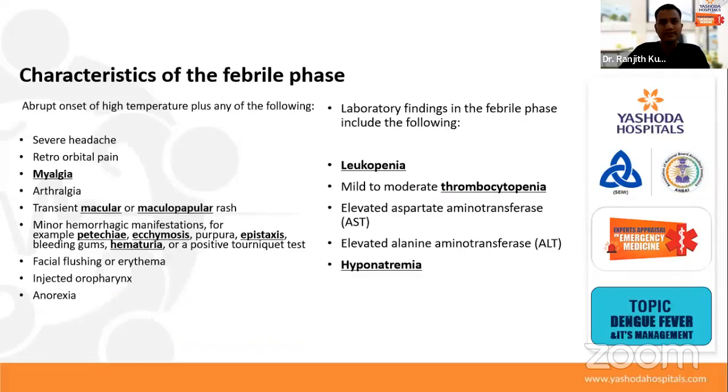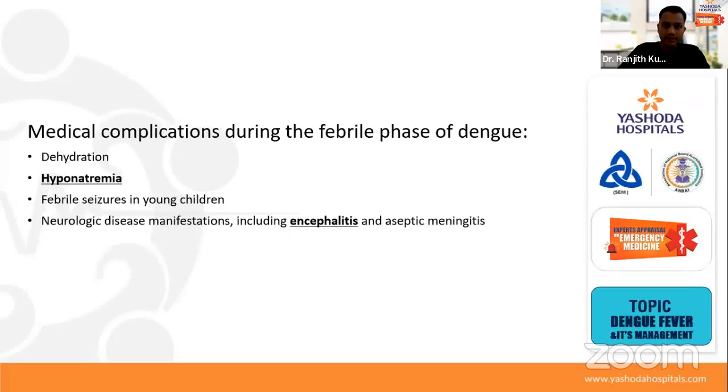In the febrile phase, patients usually present with severe headache, retroorbital pain, arthralgias, myalgias, rash, flushing, oropharyngeal congestion, and anorexia. When these patients are subjected to biochemical tests, you usually notice leukopenia, mild to moderate thrombocytopenia, mild elevation in liver enzymes, and hyponatremia. Medical complications during the febrile phase of dengue are dehydration and hyponatremia. In younger children, it can lead to febrile seizures, encephalitis, and aseptic meningitis.